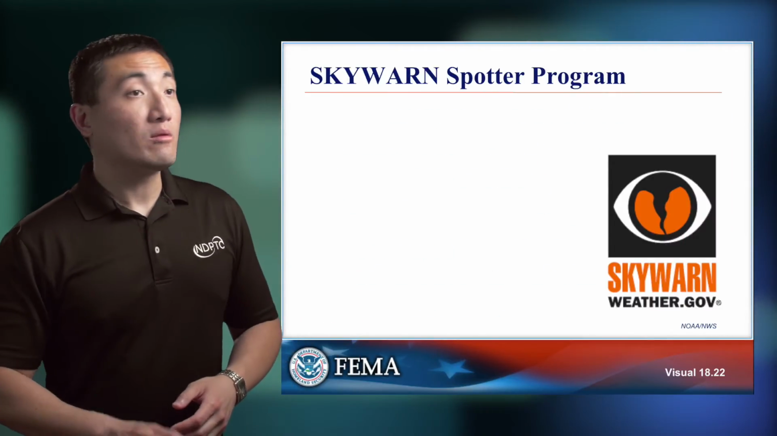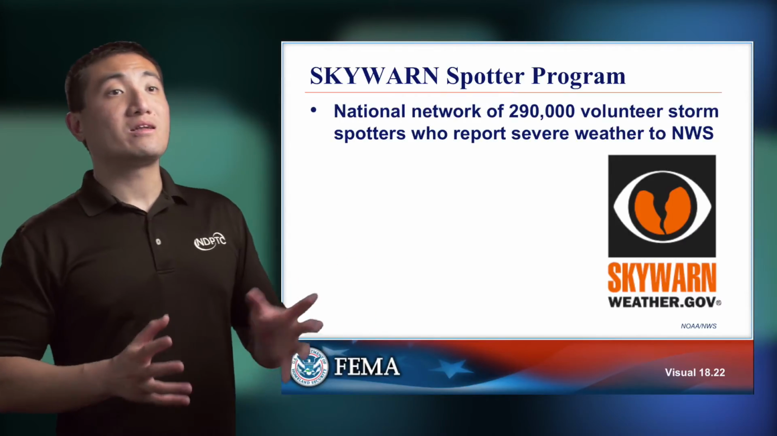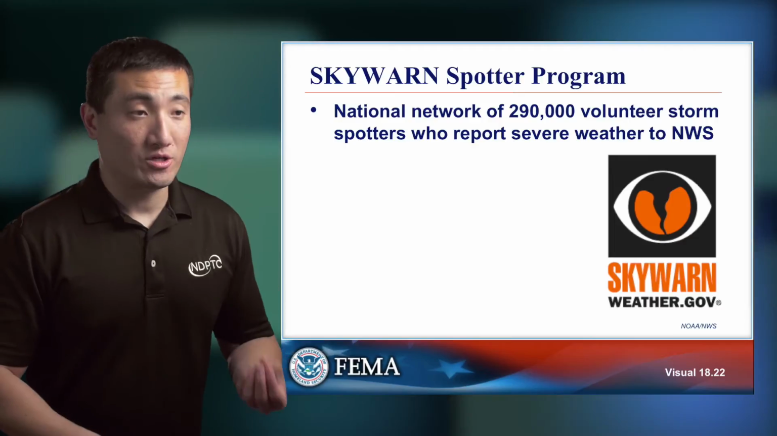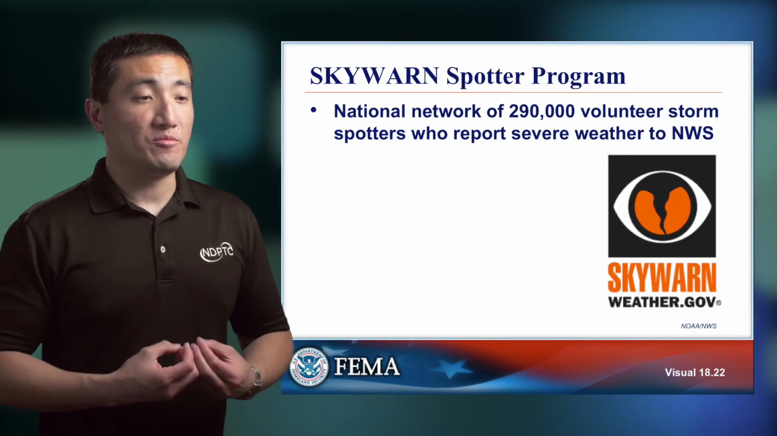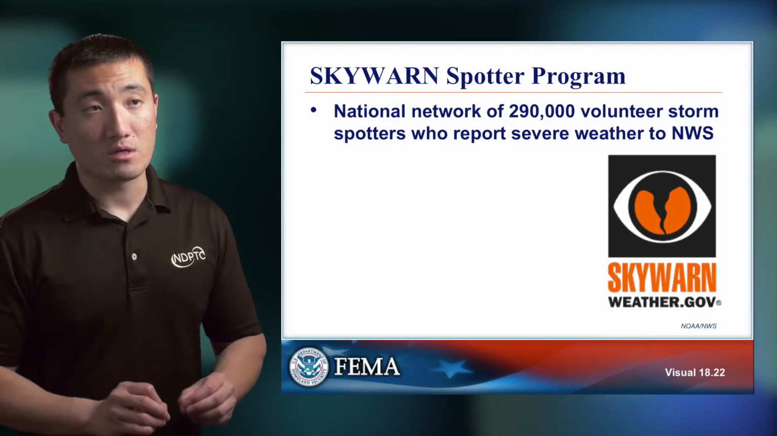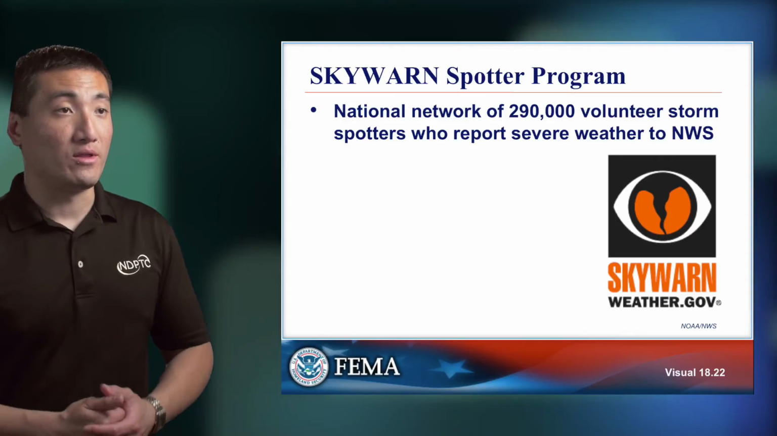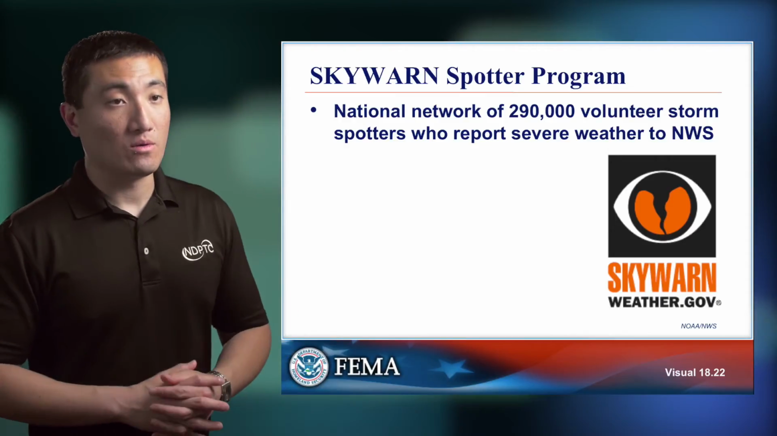Earlier I mentioned that WCMs can help with the spotter training program. SKYWARN is a network of 290,000 volunteer storm spotters who report severe weather to the National Weather Service. They're the eyes and ears of the Weather Service because, again, as we've said many times now, radar is limited in terms of its ability to understand what's going on right at the ground. However, of course, the National Weather Service does not endorse or encourage anyone to go out and chase severe weather because that is not the safe thing to do.